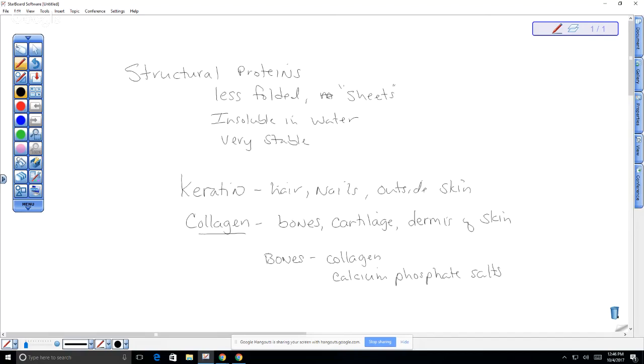And so those would be examples of structural proteins. So just remember that, you wouldn't want your structural proteins to dissolve in water. You wouldn't want them to denature, right? And they're just a little bit less complex than the globular proteins. Okay.